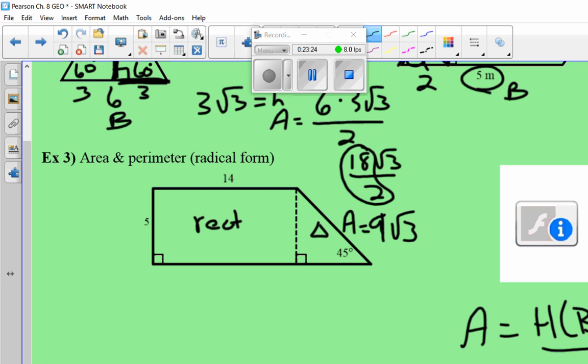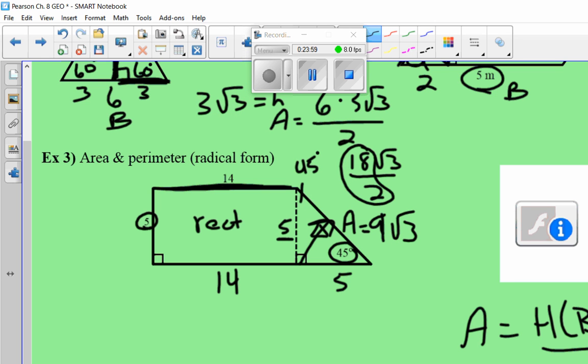First off, if this is 14 right here, then this should be 14, all right? If this is 5, then this should be 5, okay? And they're giving me a clue here. There's a right triangle out here, and if that angle is 45, then this angle is 45, okay? So that makes this a 45, 45, 90 triangle. This is going to be its hypotenuse. So if this is 5, then this should be 5, okay?